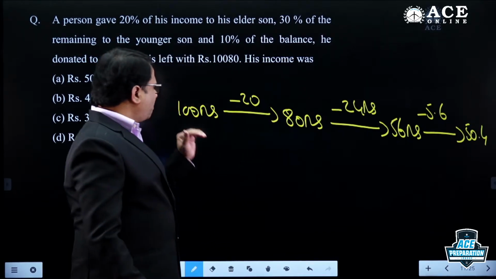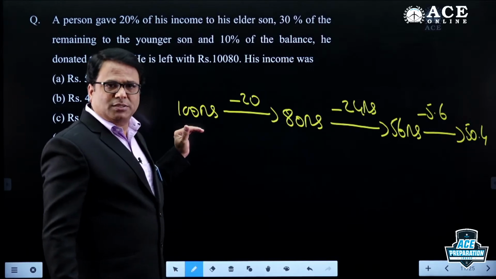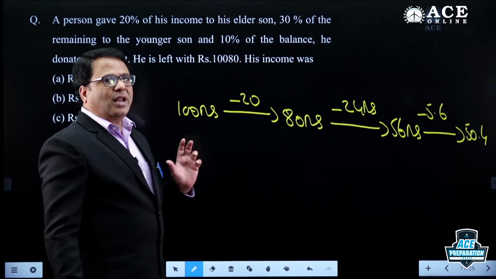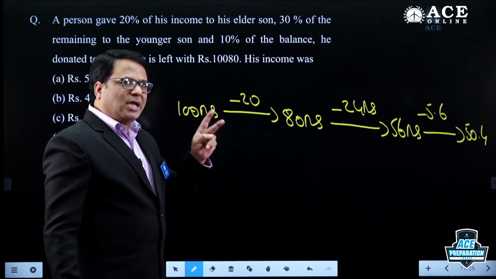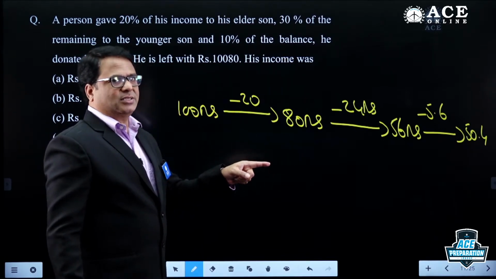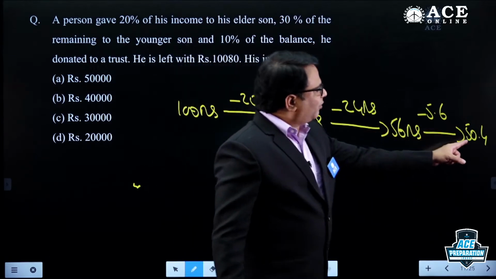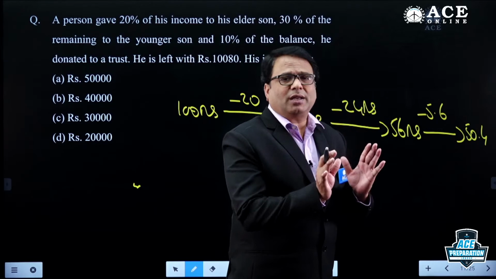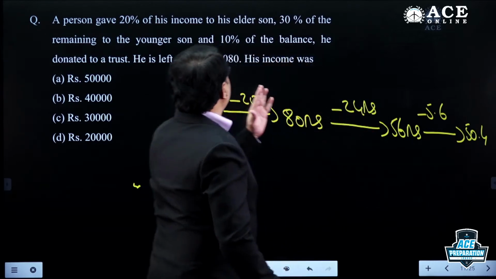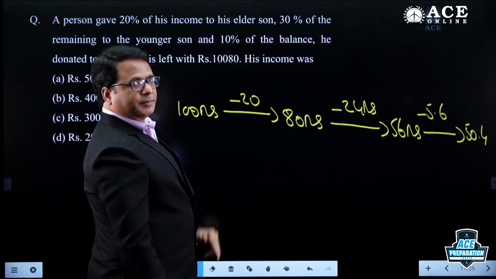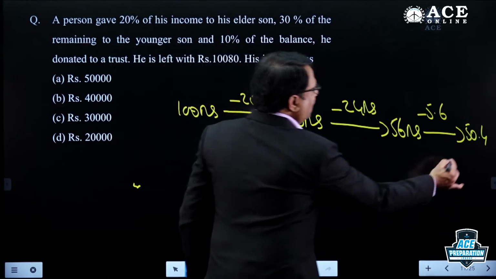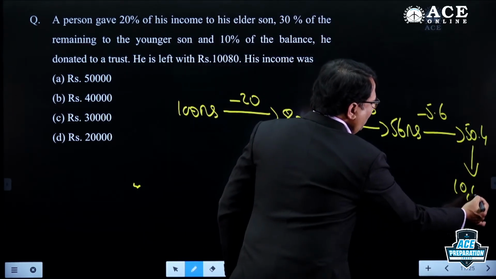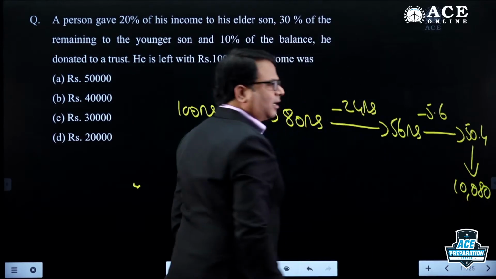So if you assume the person's income as 100 rupees, then after giving to the elder son, the younger son and donating to the trust, he will be left with 50.4. But in the problem, it's clearly given that he is left with 10,080. So what do I do? He is left with 10,080, clearly given.